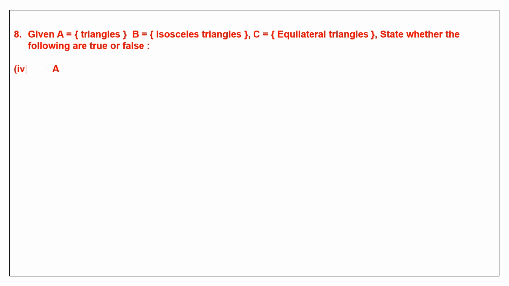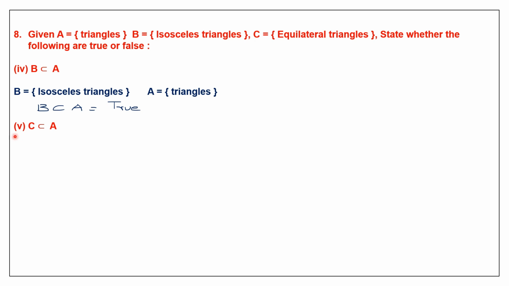The next one here, the fourth one, it says set B is a proper subset of set A. So in set B we have isosceles triangles. In set A we have all triangles including isosceles triangles. That means set B is a proper subset of set A. So we can say set B is a proper subset of set A. The statement is true. Next one.